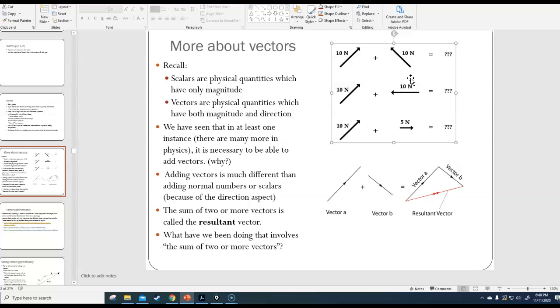So the sum of two or more vectors has a special name. When we add two or more numbers, we call it the sum. When we add two or more vectors, we call that the resultant vector. And so if you imagine two vectors, vector A and vector B, if you take vector A plus vector B, the sum of those two vectors is what we call the resultant vector.